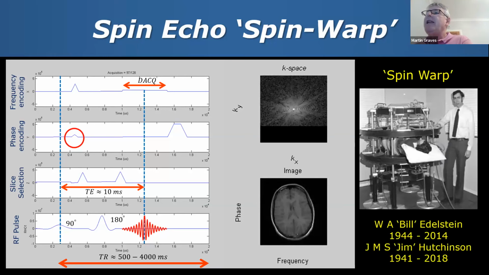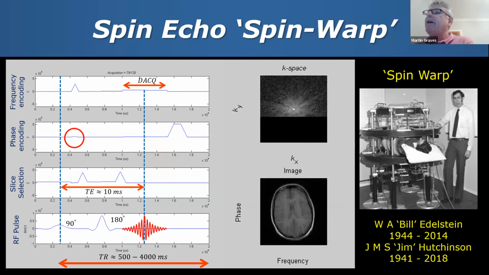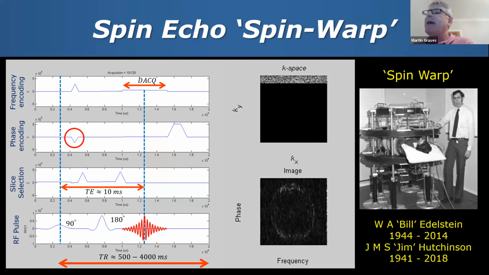And this is really the spin warp method that was originally developed at the University of Aberdeen. The two people here are the late, great Bill Edelstein, here shown standing next to the magnet, and Jim Hutchison there, who's lying in here. And so spin warp, I think they were both Star Trek fans. It's really the method of choice now for the acquisition of MR data. And this relates to some of the artifacts that we'll see as we go through.